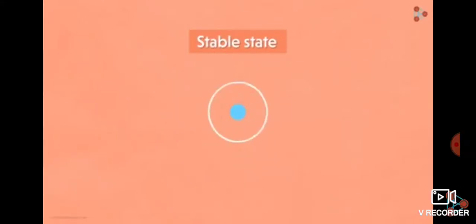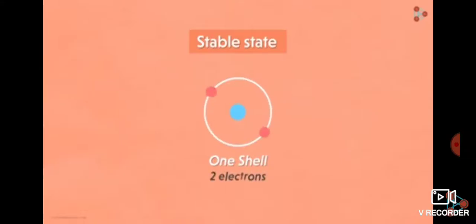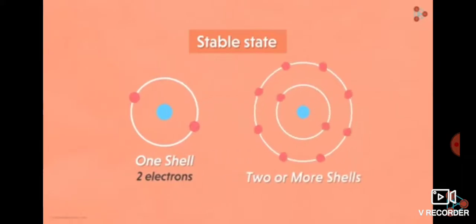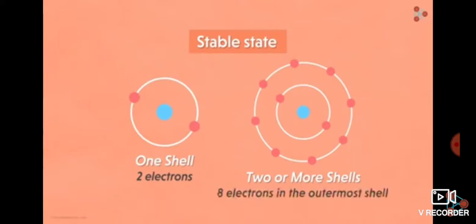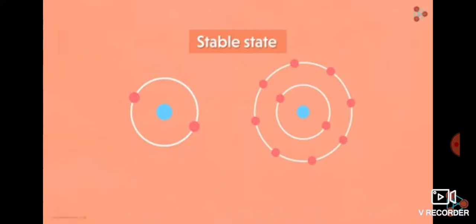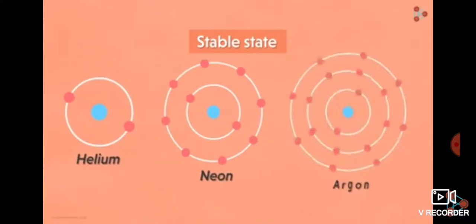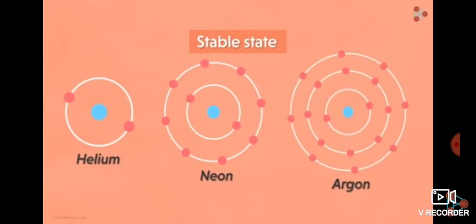Well, if the atoms have only one shell, then the stable state is achieved when two electrons are present in it. And if the atom has two or more than two shells, then the stable state is achieved when the outermost shell contains 8 electrons. It's called an octet. But the stable state is seen only in case of a few elements. We know that elements like helium, neon, argon, etc. have atoms with such desired electronic configuration.